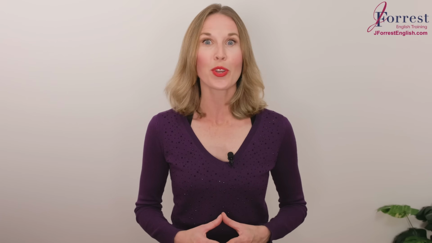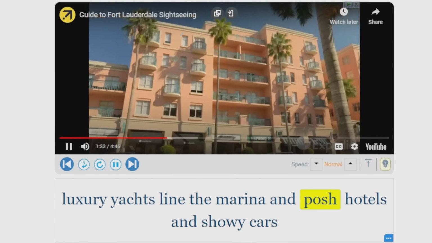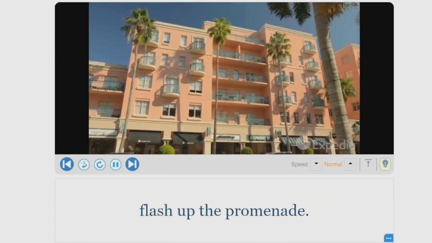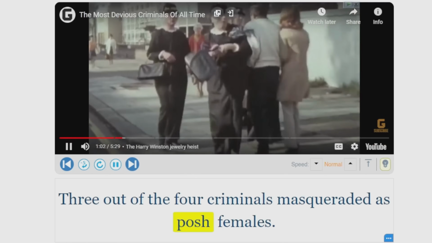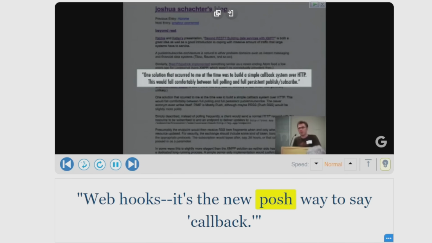Let's listen to some real-world examples. Luxury yachts line the marina, and posh hotels and showy cars flash up the promenade. 3 out of the 4 criminals masqueraded as posh females. Webhooks, it's the new posh way to say call back.